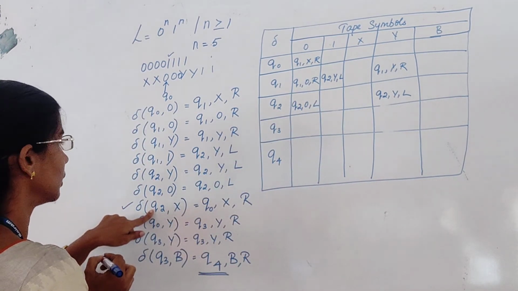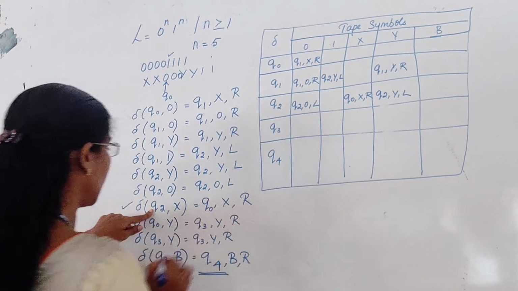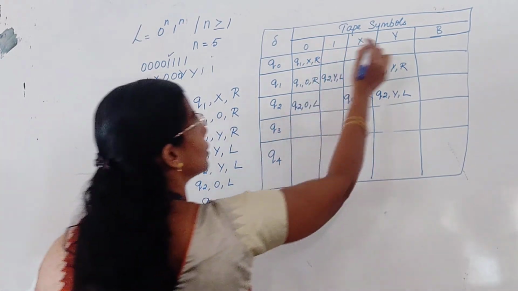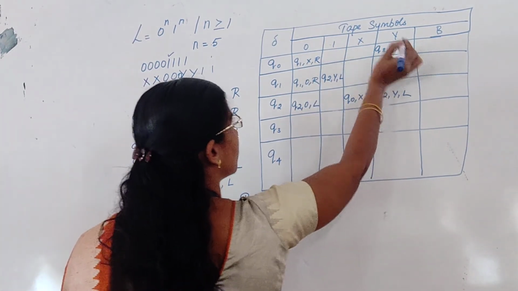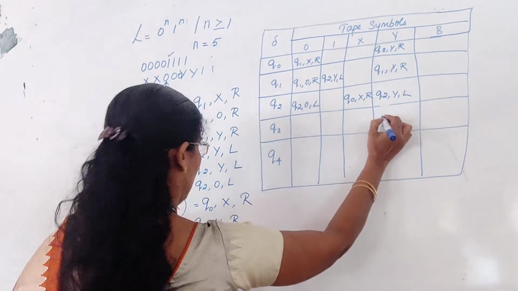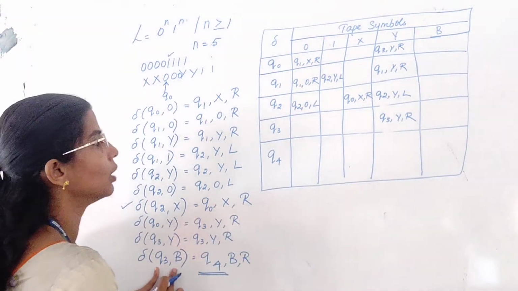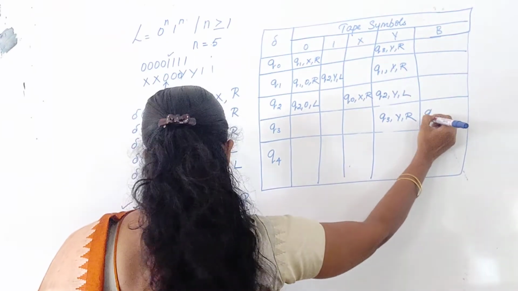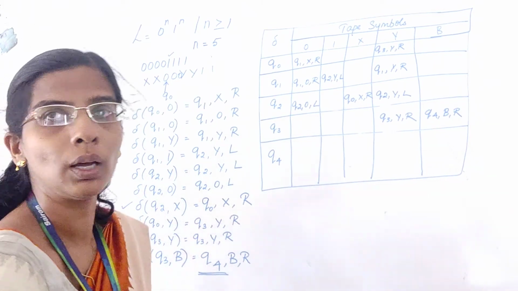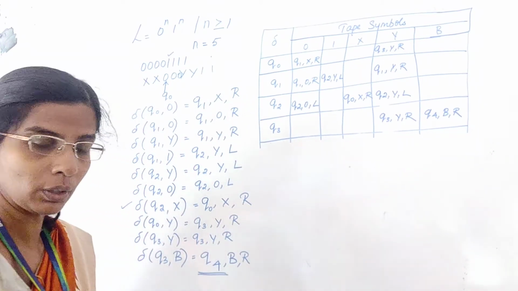Q2 comma x: Q0 X R. Q0 comma y: Q3 Y R. Next Q3 comma y: Q3 Y R. Next Q3 comma blank: it is Q4 B R. So this is the transition table. I don't have any transition for Q4.